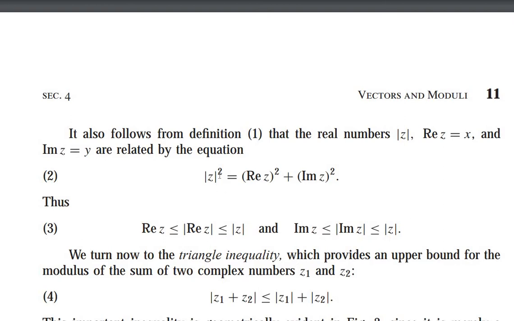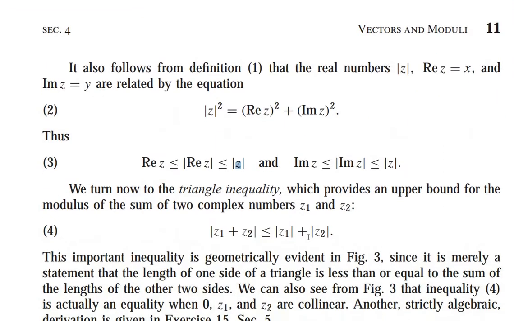In the next one, we focus here. The modulus of z squared is the real part squared plus the imaginary part squared, and the modulus also satisfies this property. The real part of z is less than or equal to the modulus of z. This is a very important property, and it holds for both the real and imaginary parts. Now we are here, this is z1 plus z2.